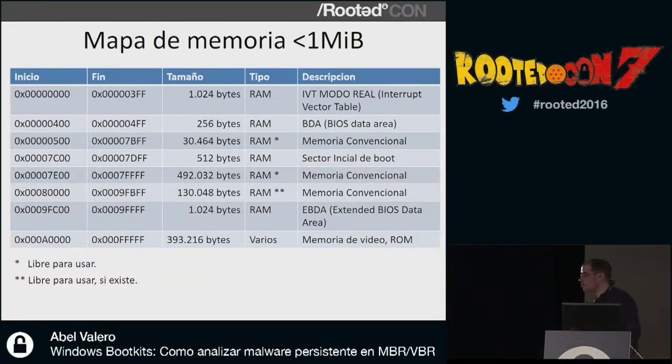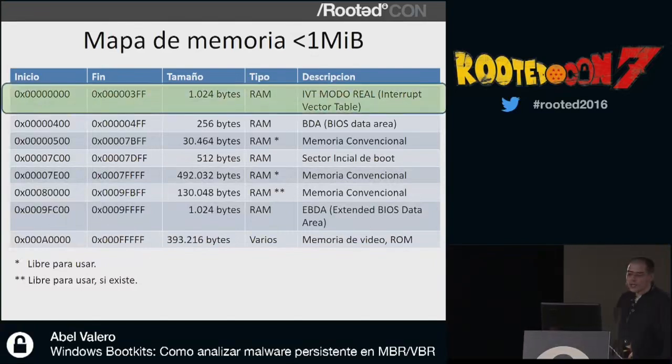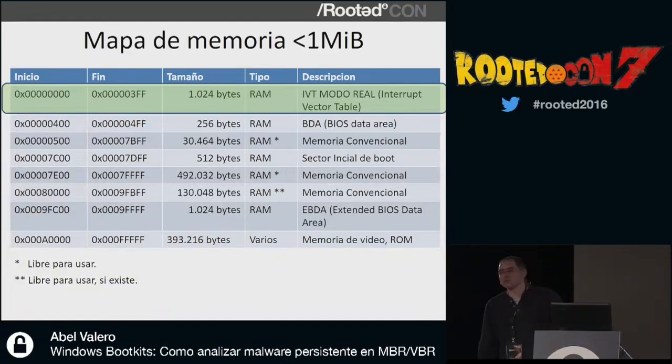Our processors may be really powerful, we may have as much RAM as we like, but when the computer starts, it's low memory we're talking about, 1 megabyte. This is the first megabyte. From position 0 in the address space up to position 1024, we have the IVT, the interrupt vector table, in real mode. It's just a list of pointers, pointing at different interrupts, at different positions.